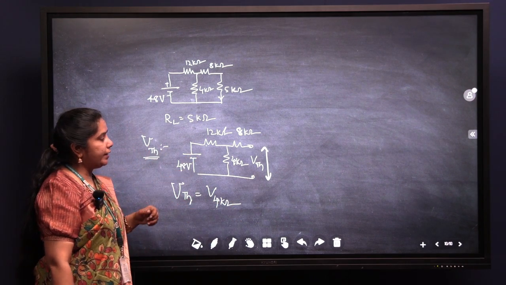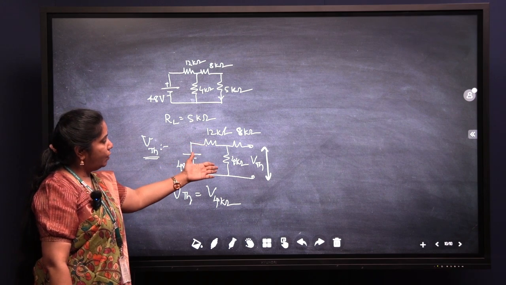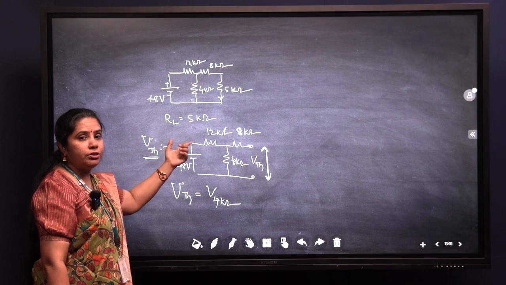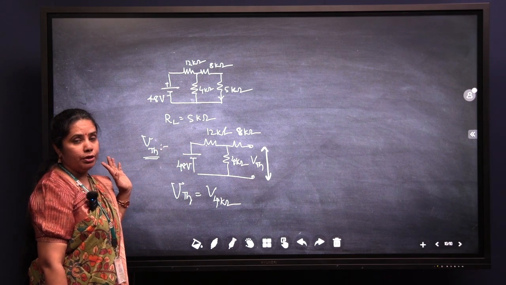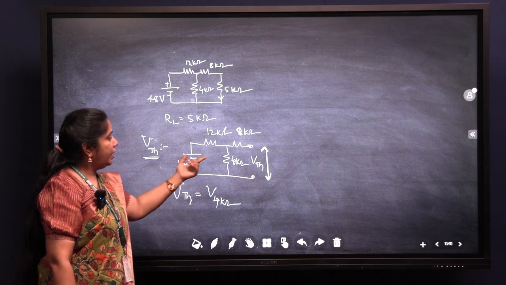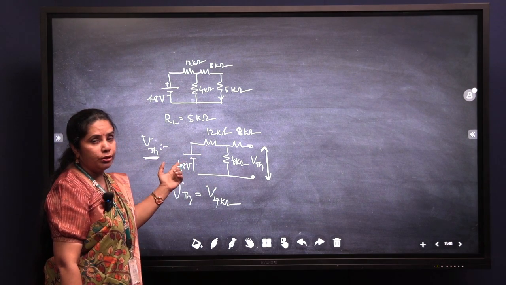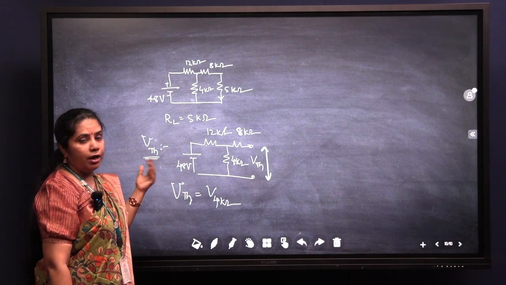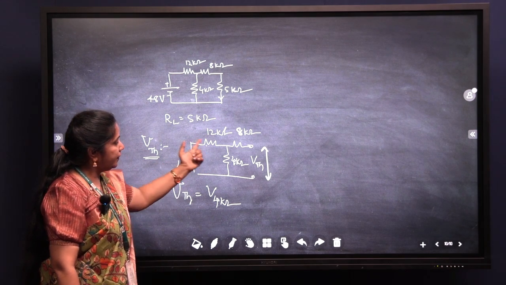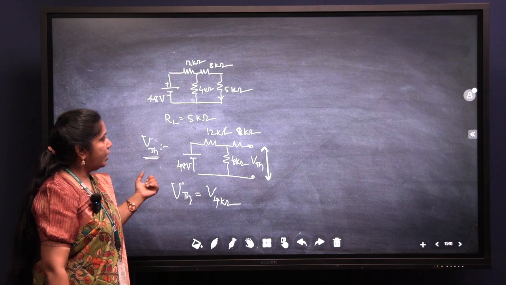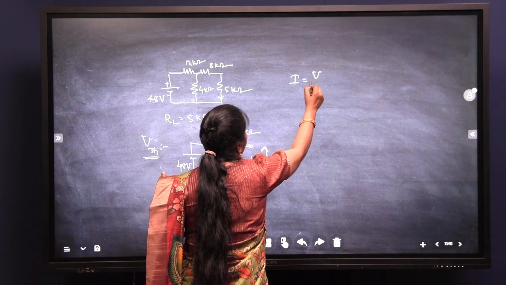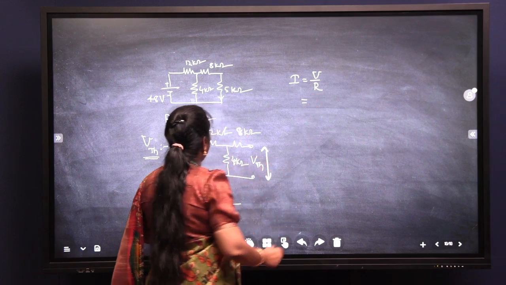So how do we calculate the voltage across the 4 kilo ohms? Again, the algebraic sum of the voltages in a closed path equals 0. Apply KVL and you will get the value of the current in this mesh. Once you know the current, multiply that by the resistance and you will get the voltage. First we will calculate the current flowing in this mesh. What is the formula? I is equal to V divided by R. What is the voltage we have?